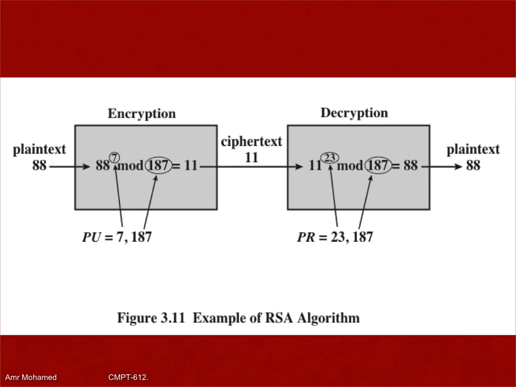Okay, so that's an example with clear numbers. If we have N is 187, E is 7, and D is 23. So that's how we do it. So 88 to the power 7. Of course, we can do that using a program. We don't have to calculate it, luckily. Sometimes not even using a calculator. You can use programs to do that.